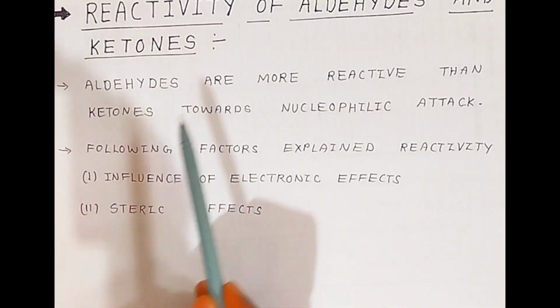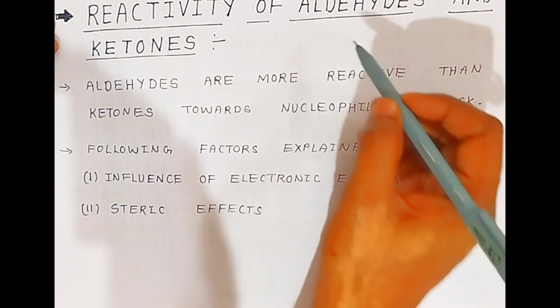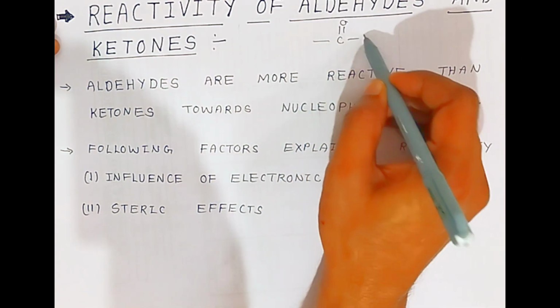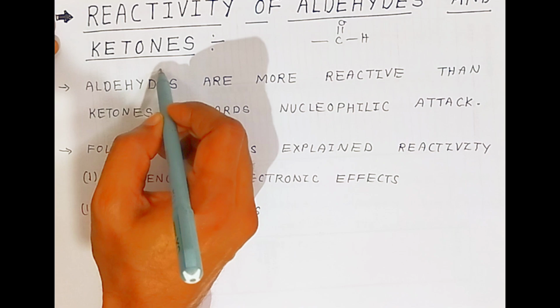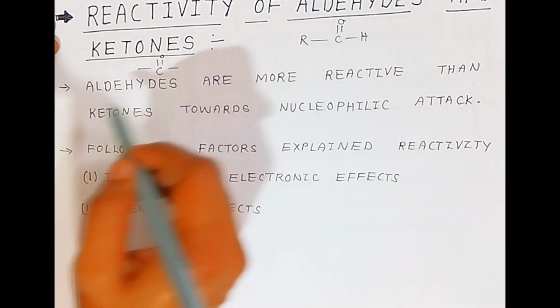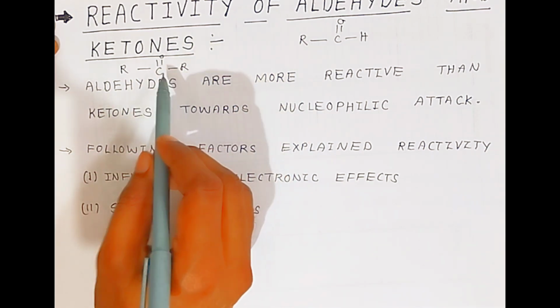Students, now we are going to see the reactivity of aldehydes and ketones. In aldehyde and ketone, this is the carbonyl, and if one valency is occupied by hydrogen, we call it an aldehyde. If both the valencies of the carbonyl are occupied by alkyl groups, we call it a ketone.